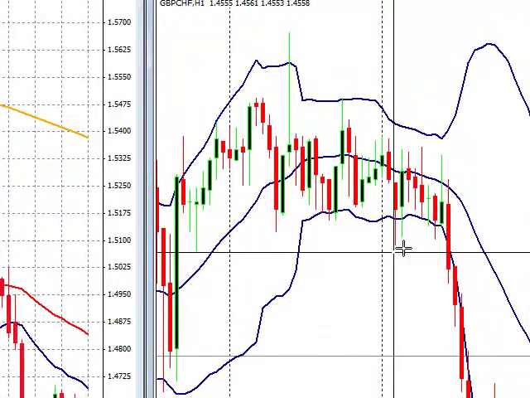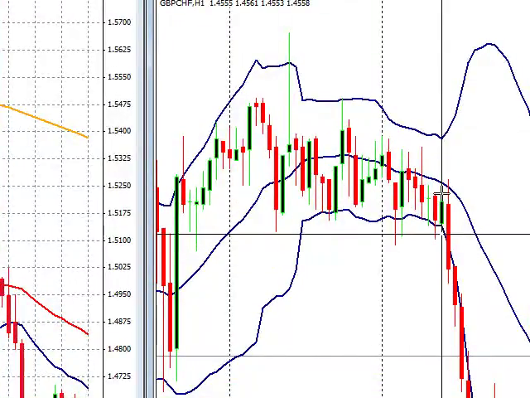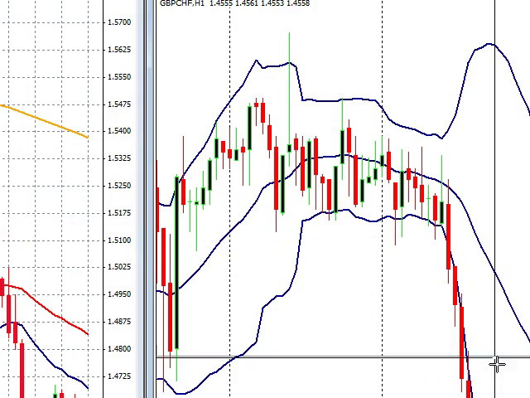You can see how nicely this set up on the hourly, and how our Bollinger Bands did call this trade very nicely, very nicely.